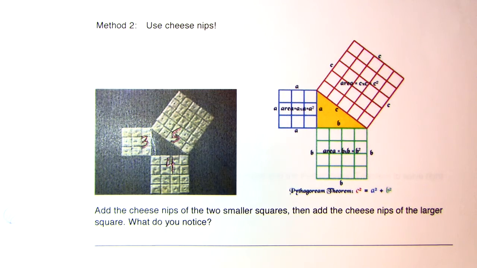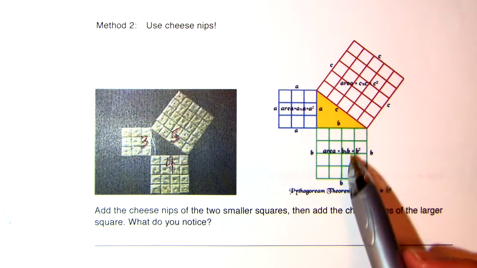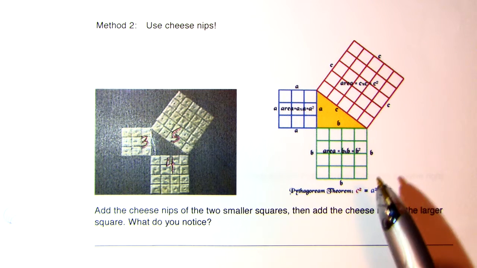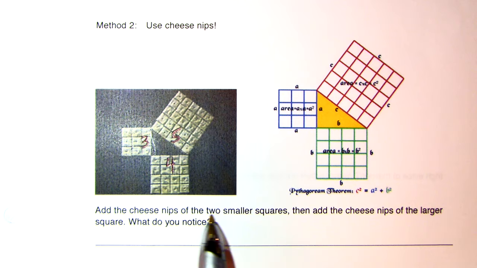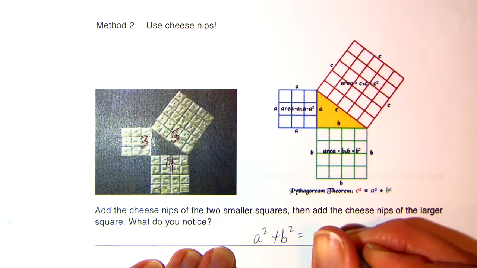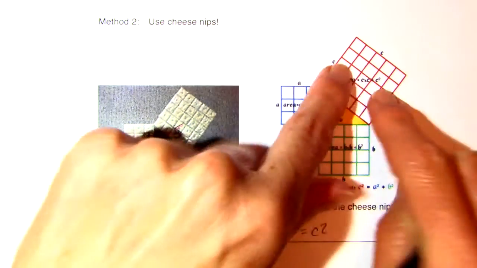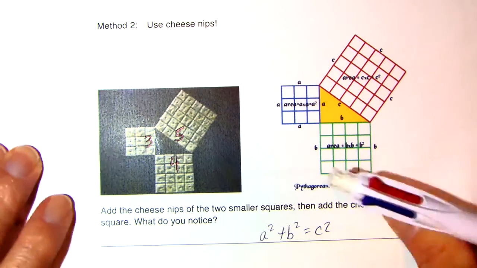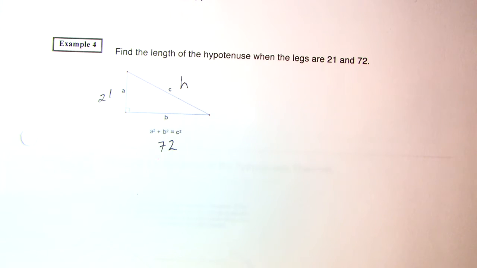25. So the area of this plus the area of this is equal to the area of that. So add the cheese nips of the 2 smaller squares and add the cheese nips of the larger square. What do you notice? You can rearrange all these to get that. All right? Example 3, moving along.